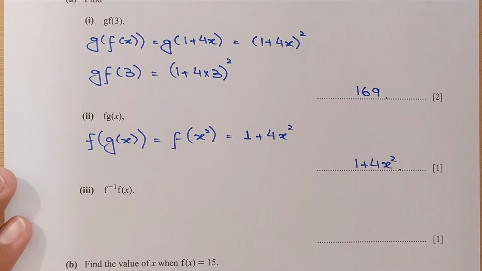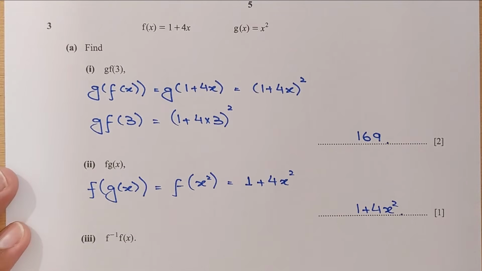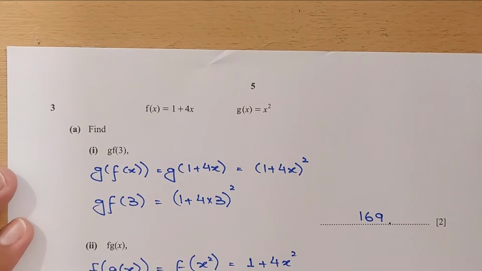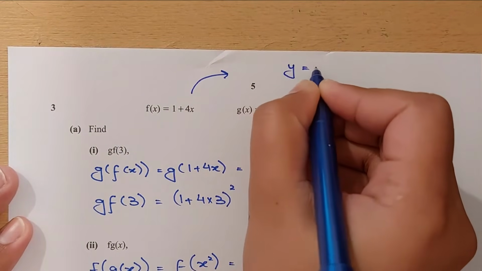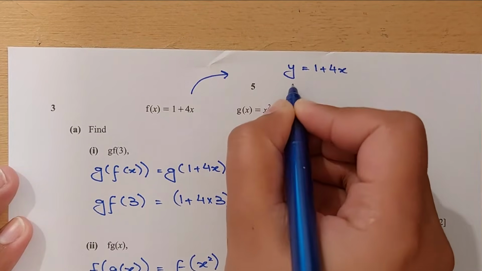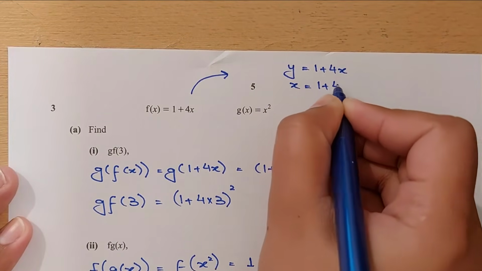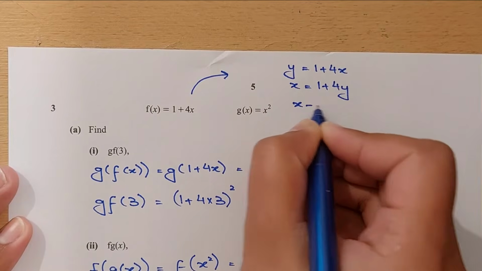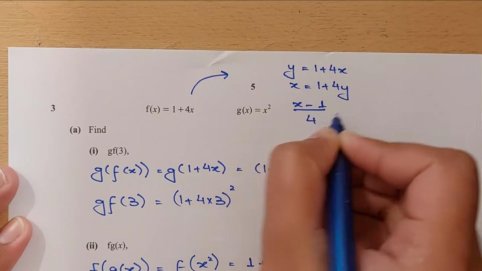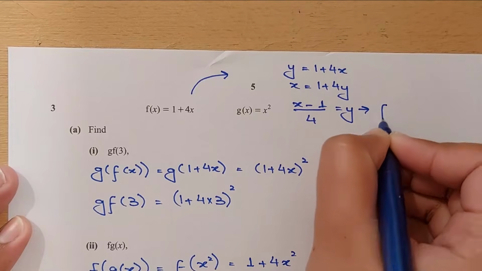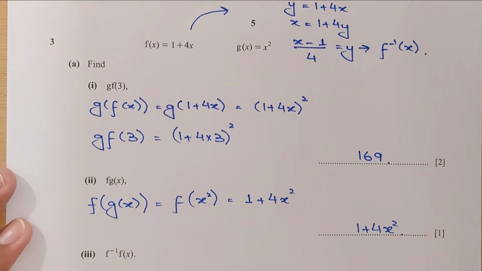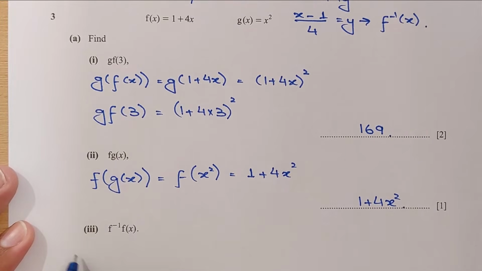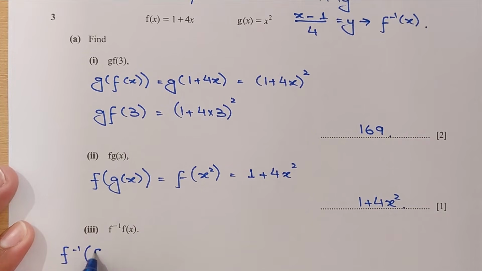Right? Now f inverse composition f. First we need to find f inverse. So we have the function f. Let me do f inverse here. This is the function f. We can say y equals 1 plus 4x, and x equals 1 plus 4y, and x minus 1 divided by 4 equals y, and this is f inverse of x, right? Now we can do f inverse composition f. So this is f inverse of f of x.